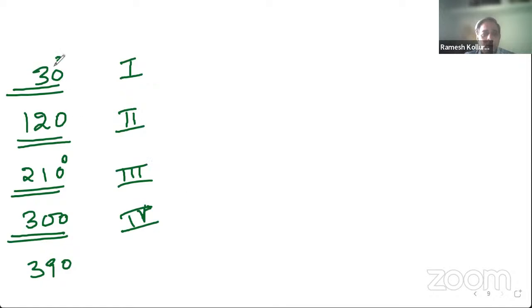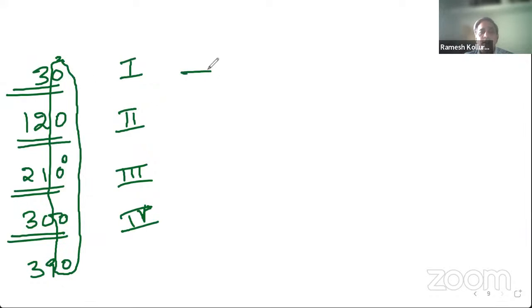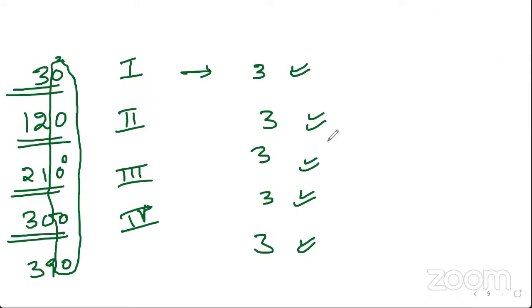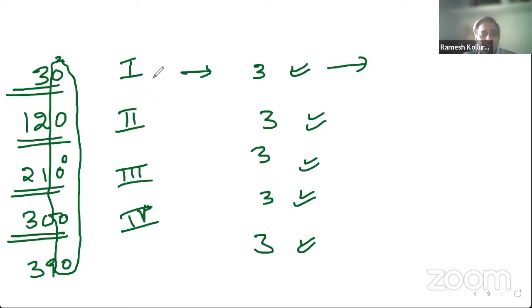So now, ignoring the zero, the rule is we find the digital root. So the digital root is 3, always 3. Correct? Any number you take, if it is related to 30 degrees, the digital root will always be 3. Now, this 3 is related to the first quadrant, this 3 to the second quadrant, this 3 to the third quadrant, this 3 to the fourth quadrant.